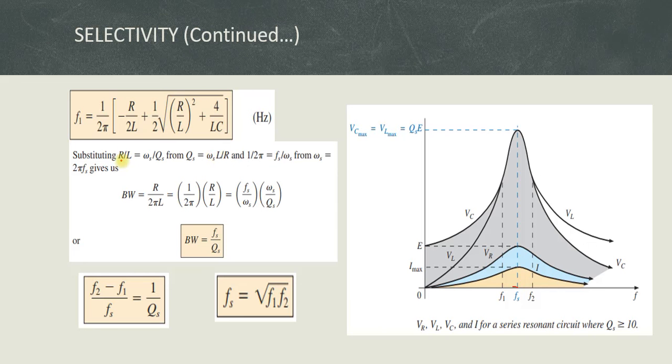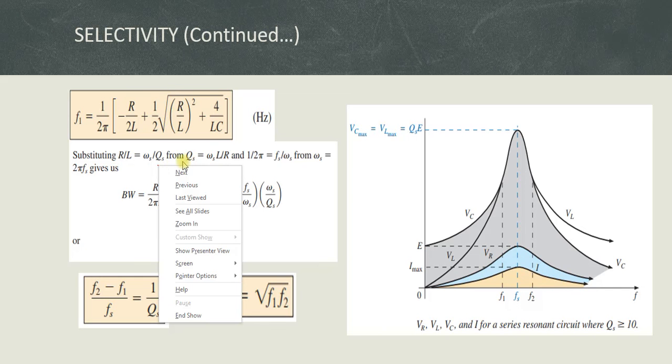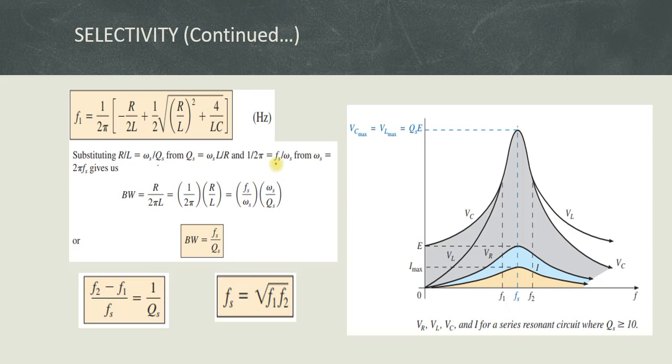We know that R/L equals ωs divided by Qs, where Qs is the quality factor. Rearranging the equations, my bandwidth equals R divided by 2πL. Here R/L is there, so you multiply ωs up and down. ωL is replaced by XL, and R is there. So ωL divided by R is replaced by 1/Qs.